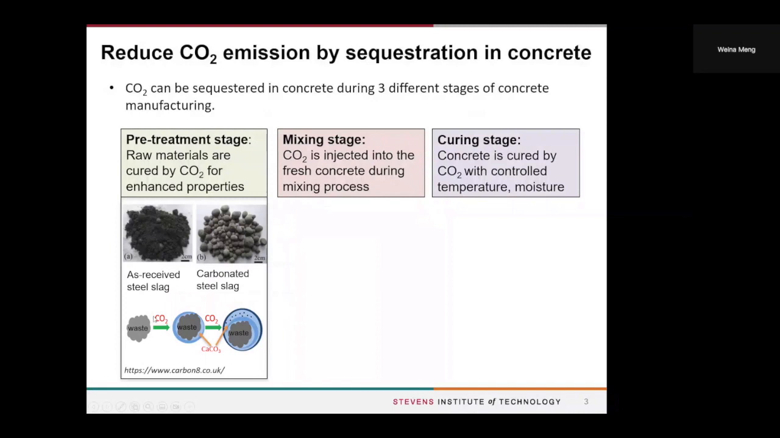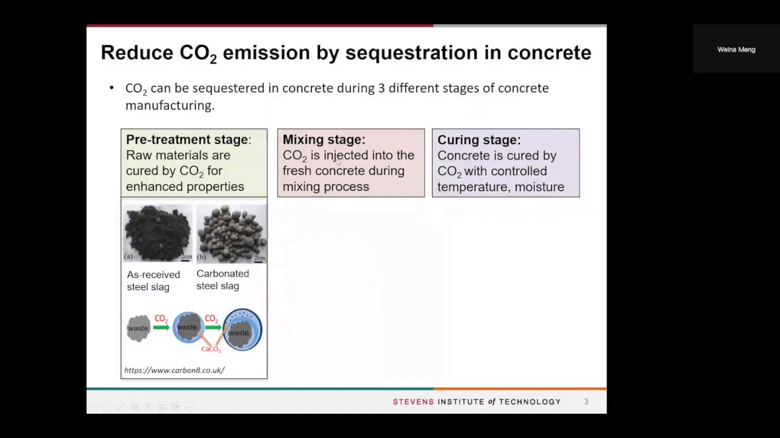The idea behind this is that the wastes normally used for this purpose have a high content of calcium oxide or magnesium oxide that can react with the CO2 under moist conditions and form calcium carbonates. And with time, the calcium carbonate will form a shell on the surface of the wastes, so that you can use it for upcycling back into the concrete.